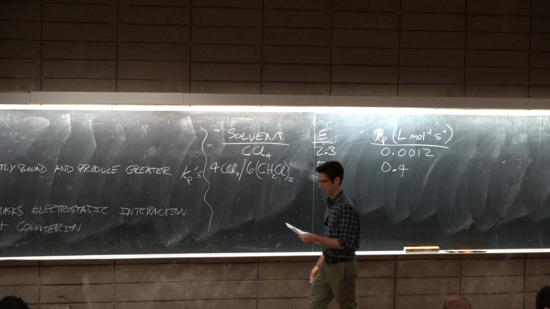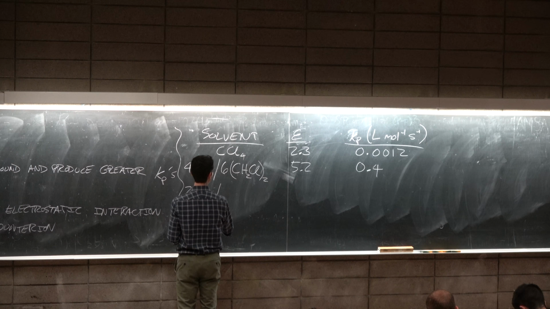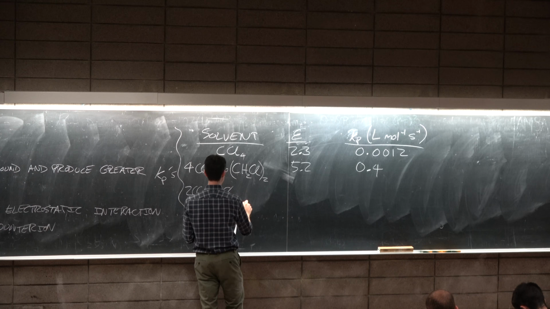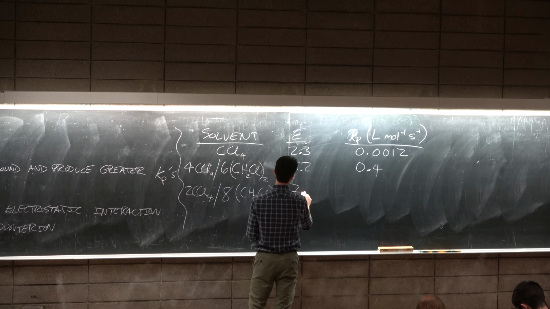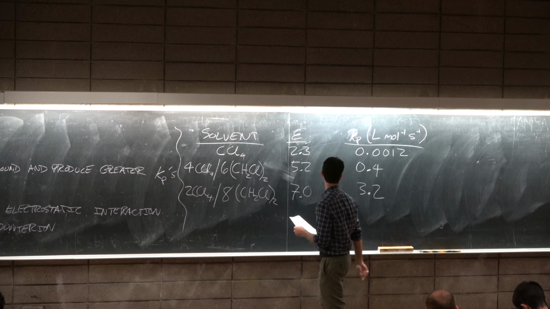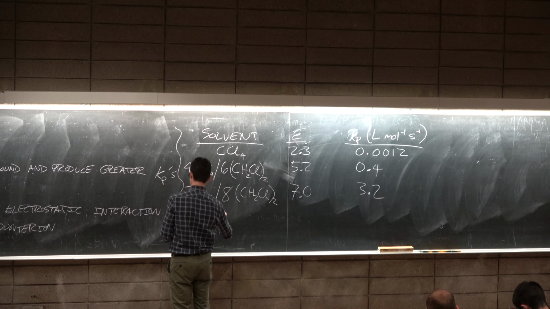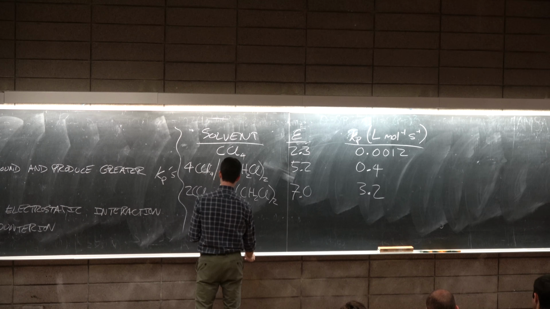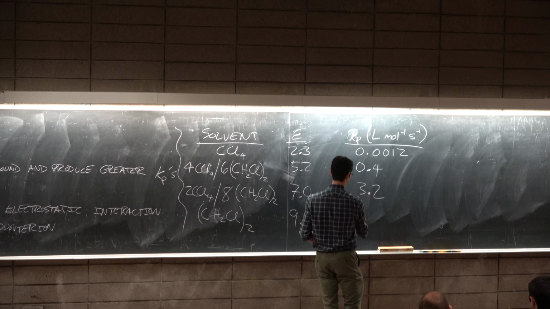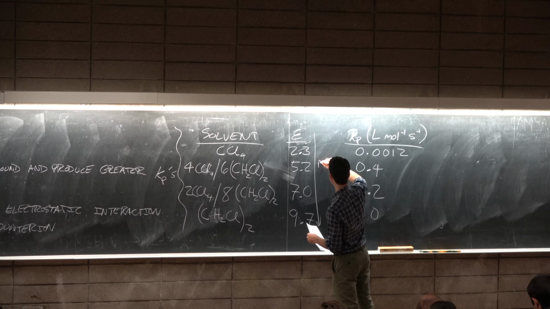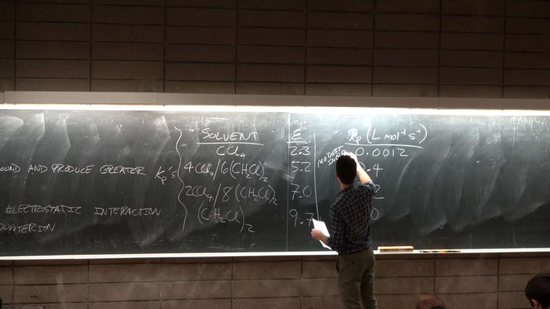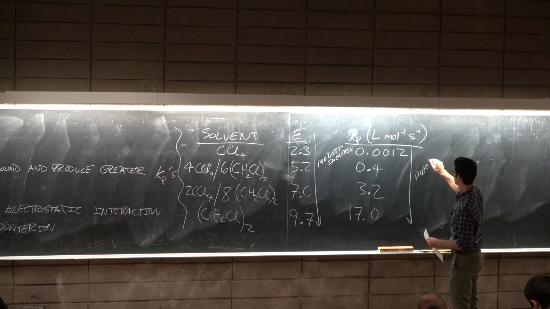Now let's increase the amount of dichloroethane to 80%. Dielectric constant is now 7.0, and the reaction rate is now 3.2. Now we have pure dichloroethane, dielectric constant of 9.7, and the reaction rate constant goes all the way up to 17.0. So this is a modest increase in dielectric constant, and you get a huge increase in reaction rate constant.